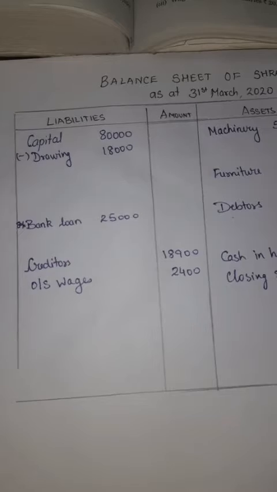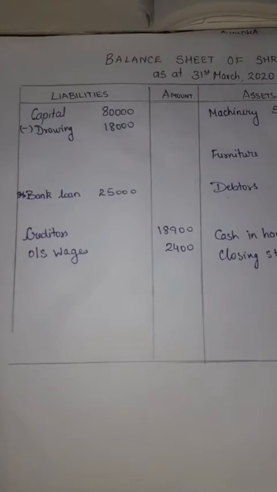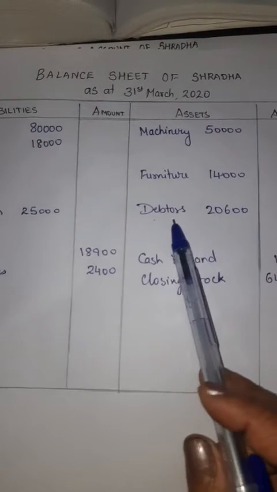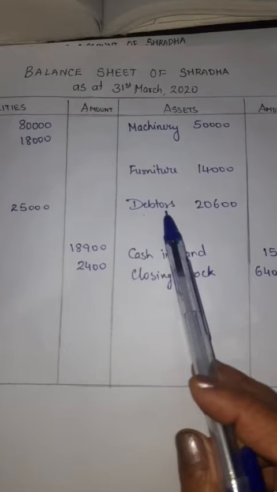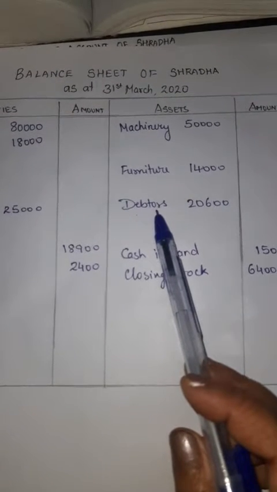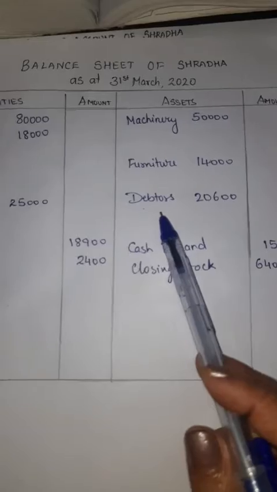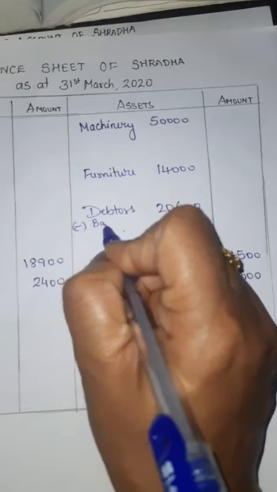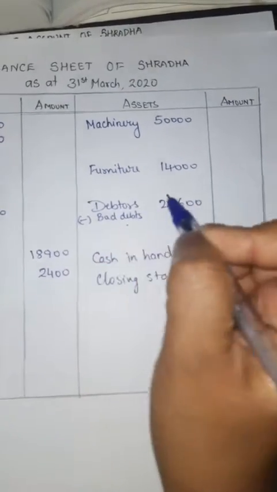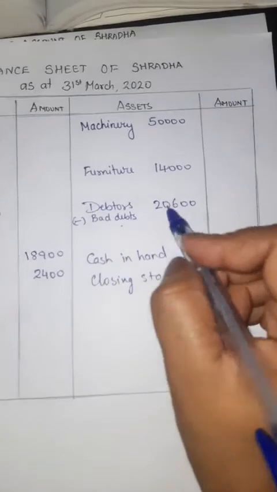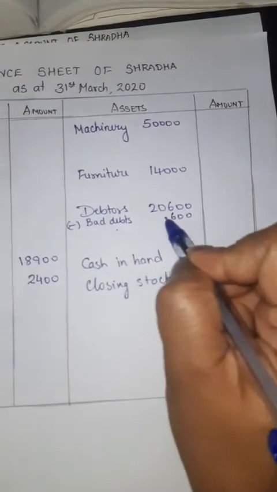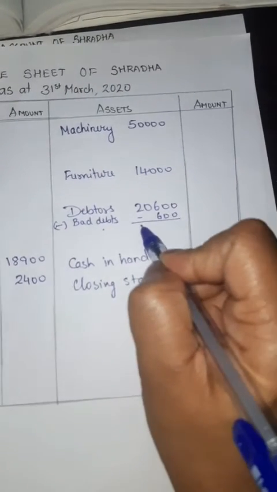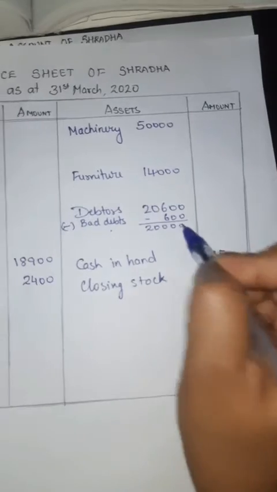Now just look into the adjustment. The third item is bad debts. What do you mean by bad debts? Bad debts means from your debtors there is some amount which you will not receive. That amount which you will not receive from debtors is known as bad debts. So you have to reduce your bad debts first of all. From this debtor you will not get the full amount. You will not get 600 rupees. So that will be subtracted, and 20,000 is what you will receive.